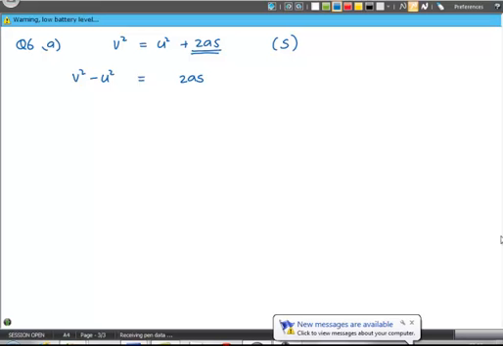I want S on its own, so I divide by 2 to get rid of the 2. I divide by A to get rid of the A. But what I do to one side, obviously I have to do to the other side. The 2 and the A cancel off for me. So S is equal to V squared minus U squared all over 2A. And there's no more to be done with the question. Okay, that's it.